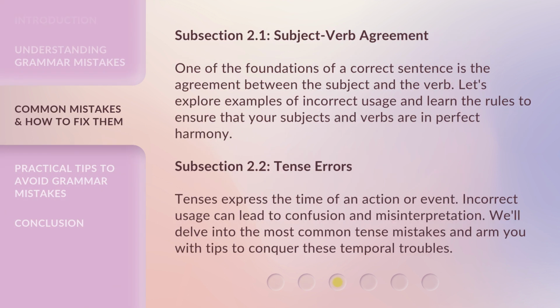Subsection 2.1. Subject-verb agreement. One of the foundations of a correct sentence is the agreement between the subject and the verb. Let's explore examples of incorrect usage and learn the rules to ensure that your subjects and verbs are in perfect harmony.